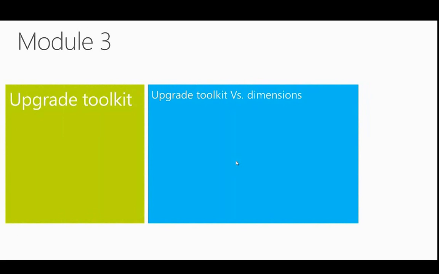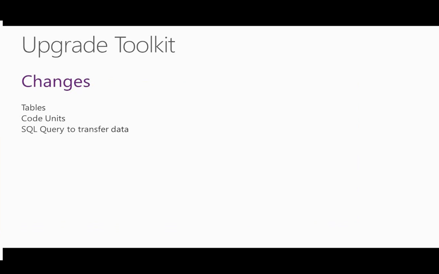Upgrade toolkit versus dimension. As you know, upgrade toolkit is the tool that allows partners to move customer databases from an old version to a newer one. If you need more information about upgrade toolkit, please refer to the upgrade toolkit guide. To fulfill the design change made in dimension, we need to make some changes in the upgrade toolkit.